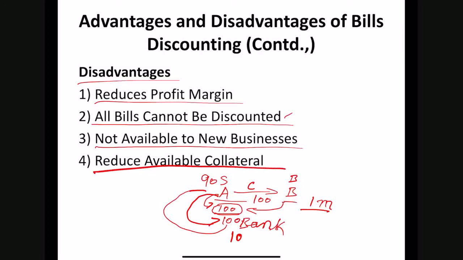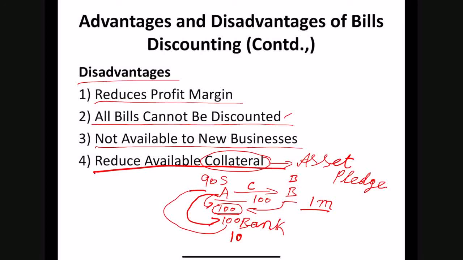Next, the last one is reduced available collateral. Most banks do not provide collateral-free business loans to small business owners. Bills discounting normally will not include any collateral. First of all, what do you mean by collateral? Collateral means any asset you have to pledge to the bank. For example, I asked you to give me 100 rupees. Then what is the guarantee that I'm going to repay 100 rupees to you? You ask for my watch. I need to give my watch to you.